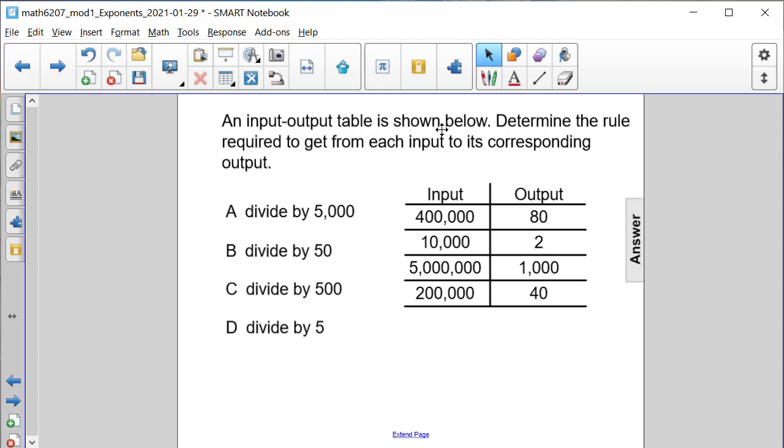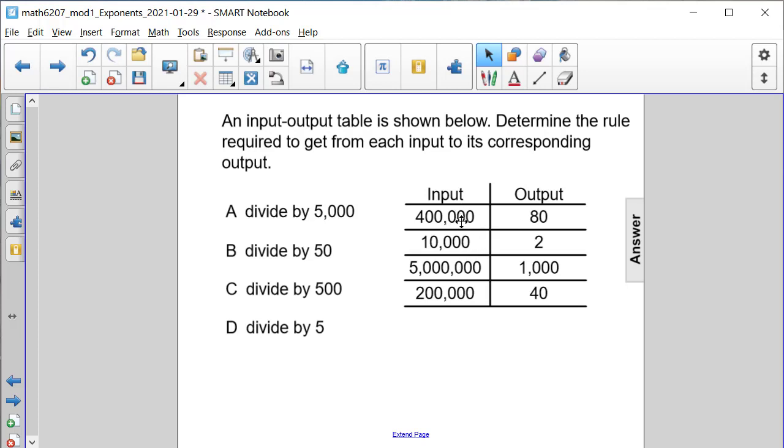An input-output table is shown below. Determine the rule required to get from each input to its corresponding output. So we have first 400,000 as the input and 80 as its corresponding output. 10,000 and 2, 5 million and 1,000, and 200,000 and 40.